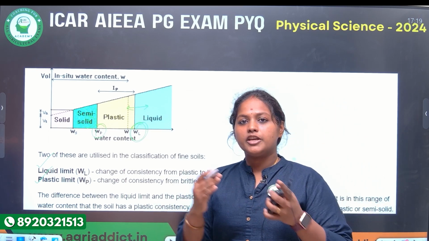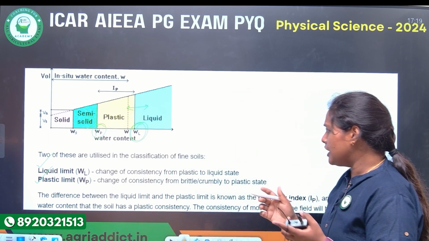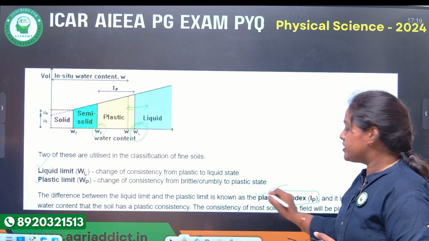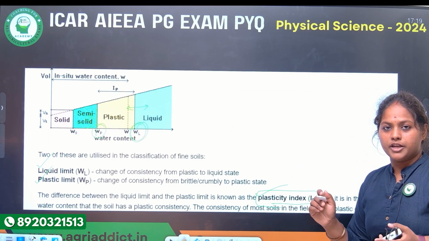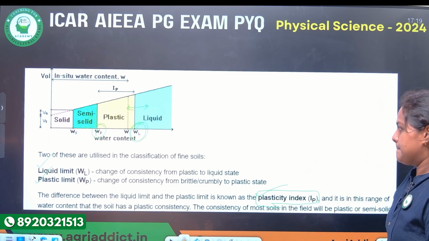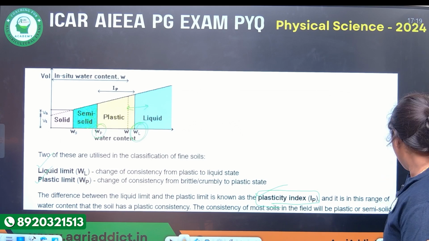And the difference between these two, liquid limit and plastic limit, is called plasticity index, which is again a very important property to look upon for your exam point of view. So let us move on to next question.